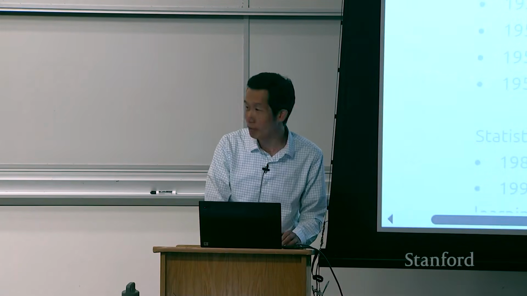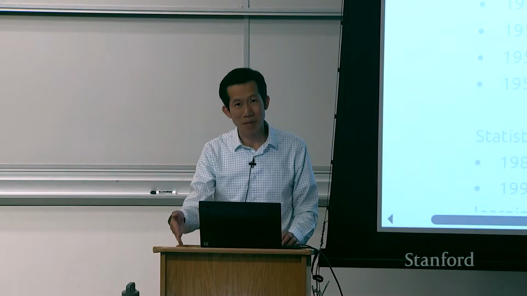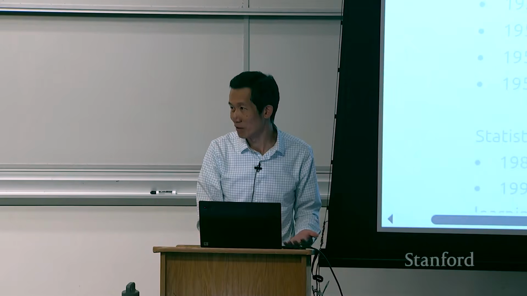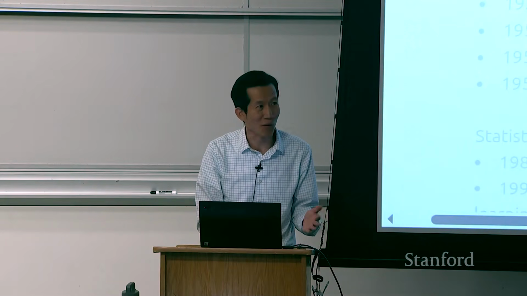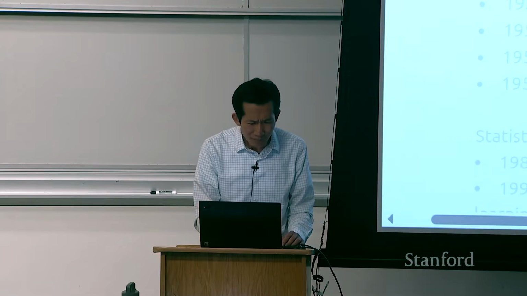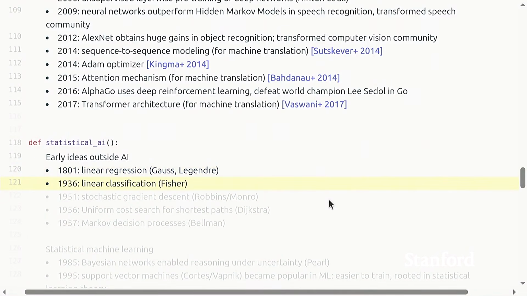For example, linear regression, arguably the simplest place to start in machine learning, is from Gauss in 1801. This is definitely before computers, and you had to solve least squares by hand. 1936, linear classification. Stochastic gradient descent is from the 50s. There's uniform cost search, also from the algorithms community in the 50s.